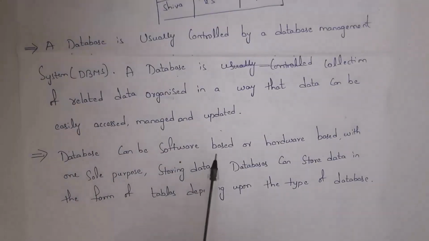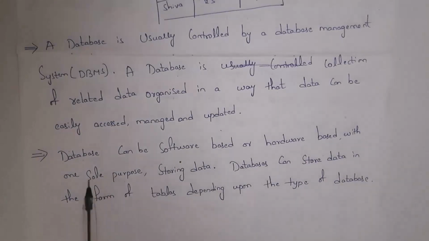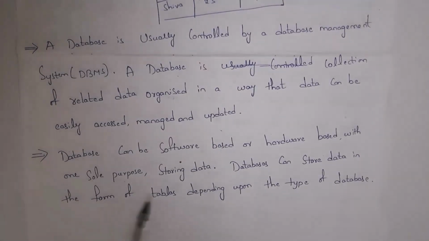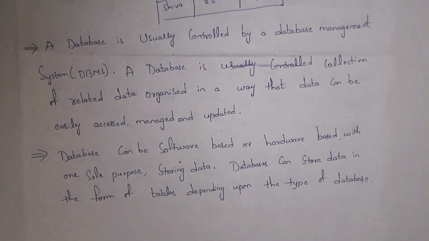A database can be software based or hardware based with the sole purpose of storing data. Guys, a database depends on both software and hardware. For example, if you want to create a database or insert tables or insert any data in the database, definitely we need database software. And in order to store data, we need a hard disk. A hard disk is an example of hardware. So a database can be software based or hardware based, and the one and only purpose of a database is to store data.